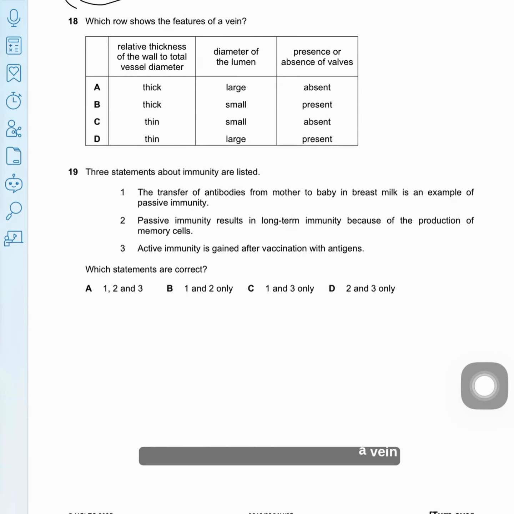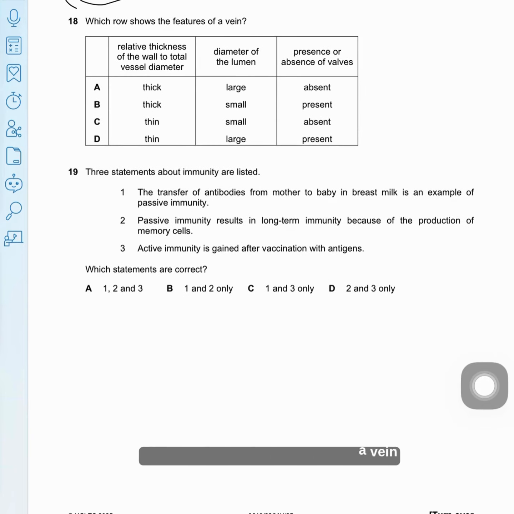30. Which row correctly links the named processes with their descriptions? Menstruation and ovulation. Menstruation is the release of an egg. This is ovulation. Menstruation is the shedding of the lining of the uterus. Okay, let's keep it. Ovulation, the fusion of gametes. Wrong. Ovulation, the start of puberty. Wrong. So 30 is B.